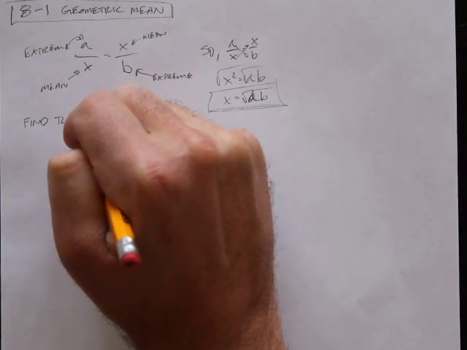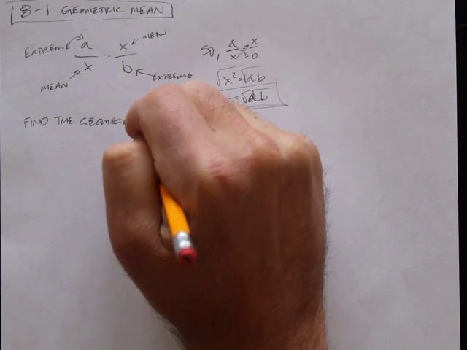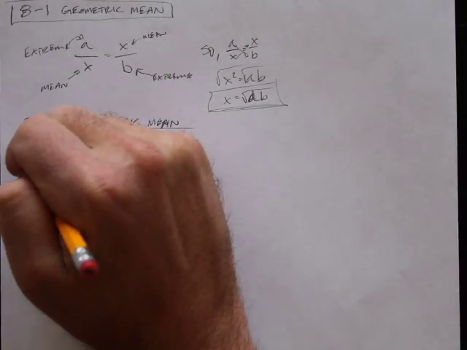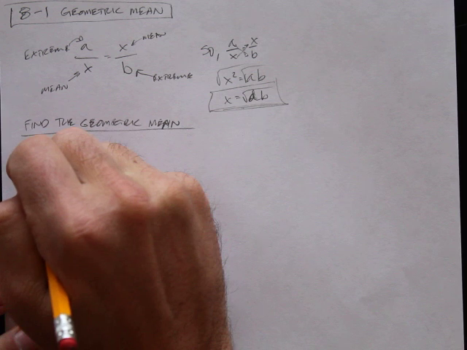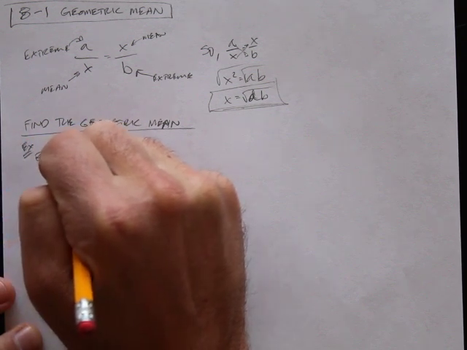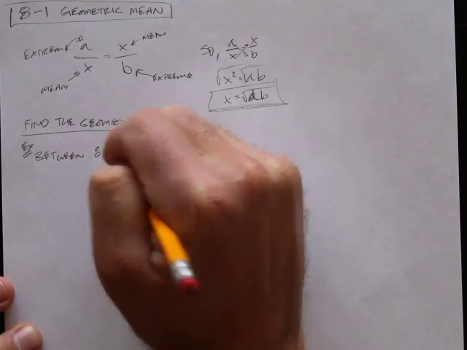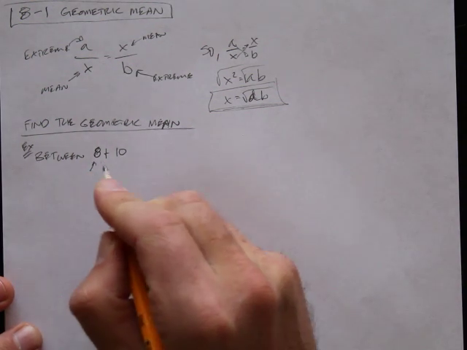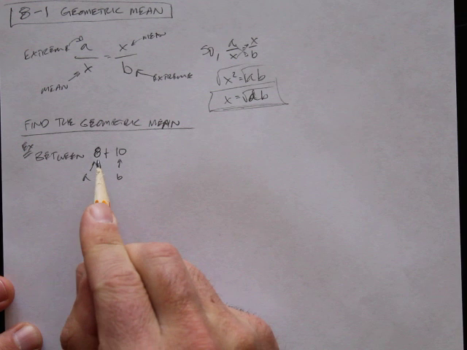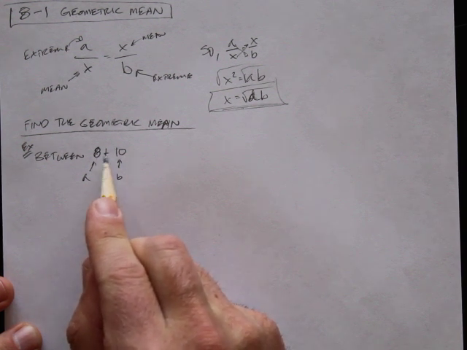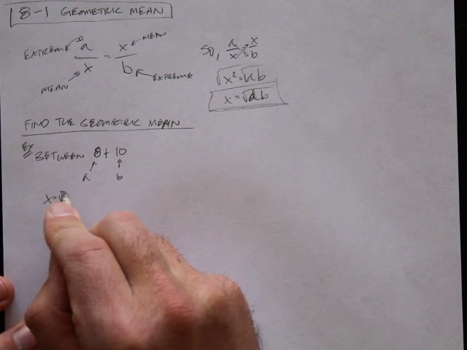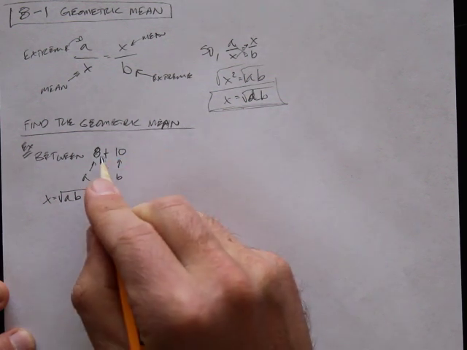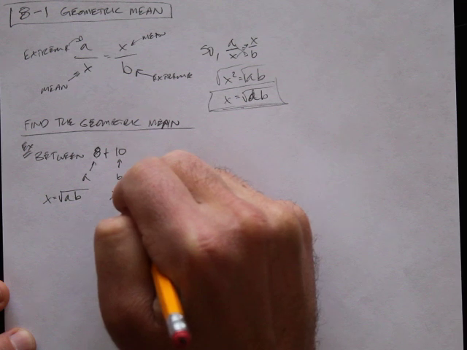Find the geometric mean between 8 and 10. What we're doing here is we're saying this number is A, this number is B. We're trying to find the geometric mean between these two numbers. X equals the square root of A times B. That's our formula that we're going to use for the geometric mean. So using these numbers, we have x equals the square root of 8 times 10.